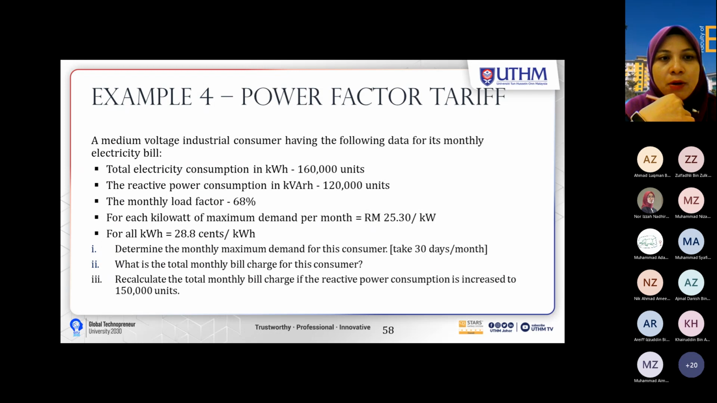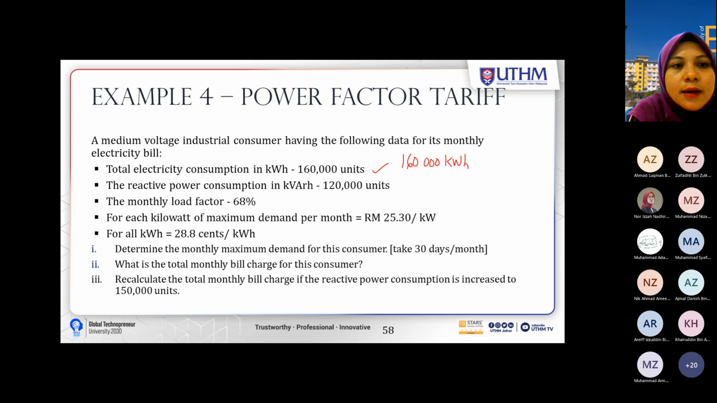Okay, this one is the power. Let's look at an example of the power factor tariff. How do we calculate? Okay, a medium voltage industrial consumer having the following data for its monthly electricity bill. Basically, first, the total electricity consumption is about 160,000 units. That means 160,000 kilowatt hour actually.